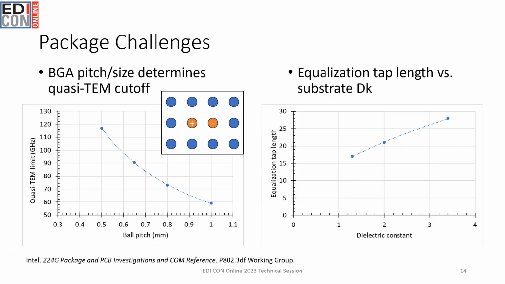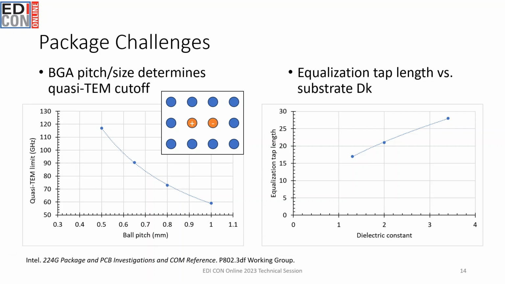These together determine the quasi-TEM cutoff frequency. So when our ball pitch gets smaller, we generally have a higher cutoff limit for the quasi-TEM mode. And we would like for everything in the system to operate in the TEM mode. So that's everything inside the package, and then the transition into the PCB, that signal launch, and then the interconnect inside the PCB also need to all operate in that TEM limit.